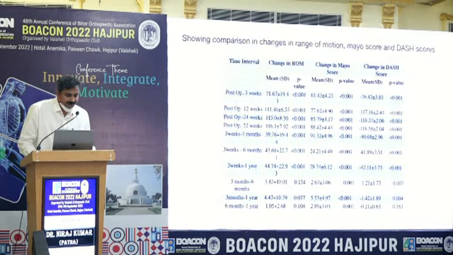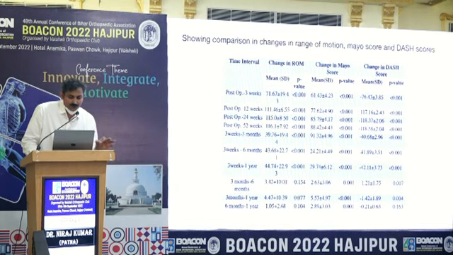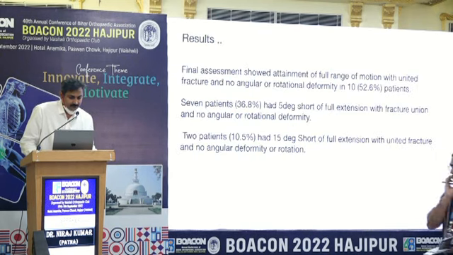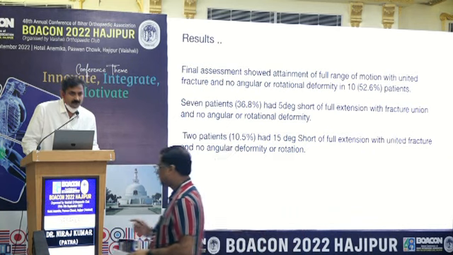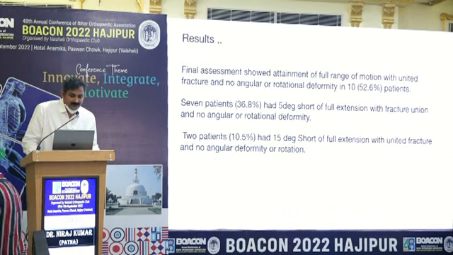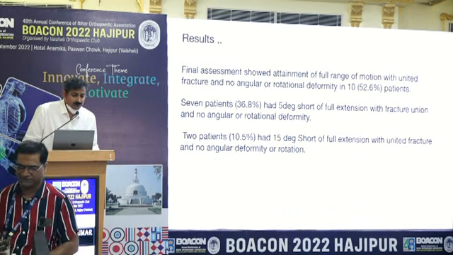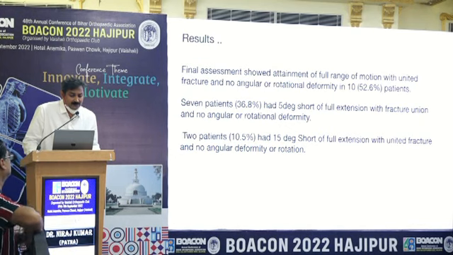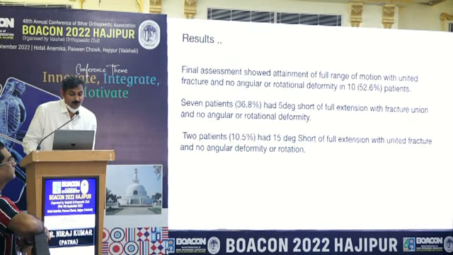in the next figure. And you can see the statistical significance is seen up to 3 months in range of motion, Mayo score, and DASH score. The final assessment showed attainment of full range of motion with united fractures and no angular or rotational deformity in patients. 7 patients had 5 degrees short of full extension with fracture union and no angular or rotational deformity. 2 patients had 50 degrees short of full extension with united fractures and no angular deformity.